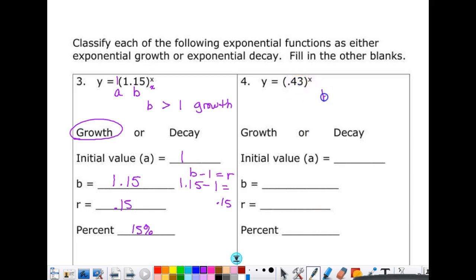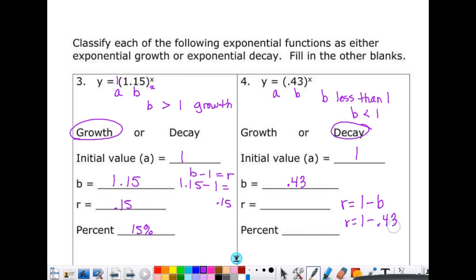So again, is this growth or decay? This is decay because this B value right here is less than 1. So it's decay. What's the initial value? 1. What is the B? 0.43. So to find the R, you take 1 minus the B. So the R is 1 minus 0.43. Just in your mind, 100 minus 43. What's 100 minus 43? 57. So 0.57, and then 57%.